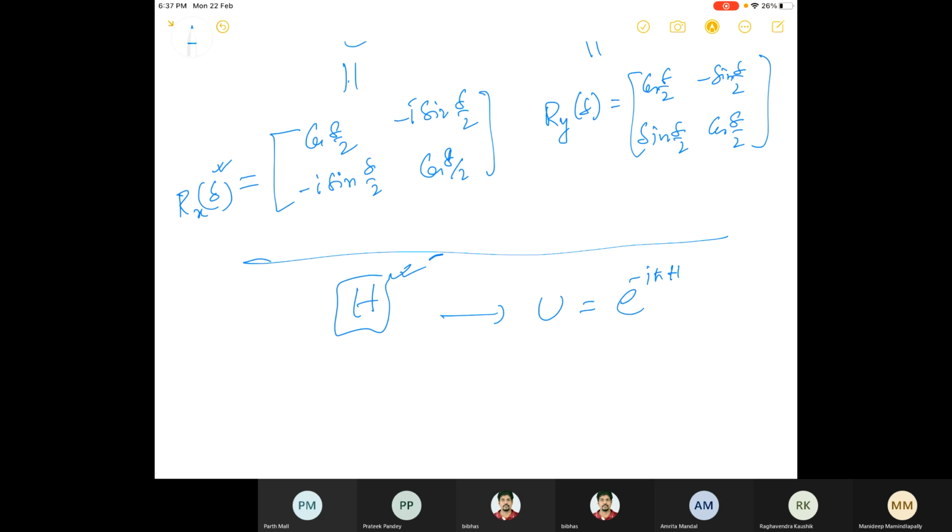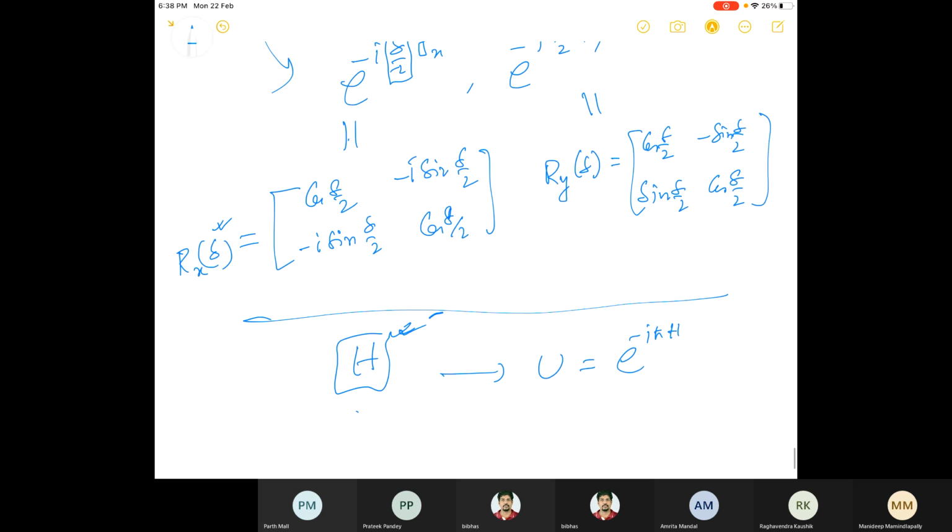Let us assume for the time being that we are talking about the dynamics of a qubit, which is a 2-dimensional system. And this is a Hermitian matrix of order 2 by 2. So this matrix can always be written as a linear sum of Pauli matrices, because Pauli matrices give you a basis for the 2 by 2 matrices.